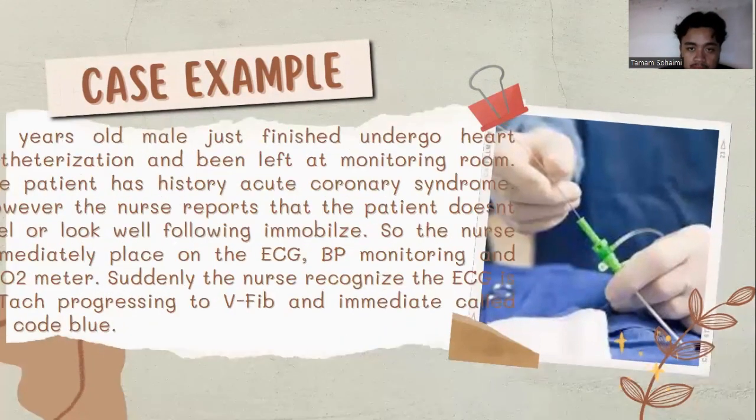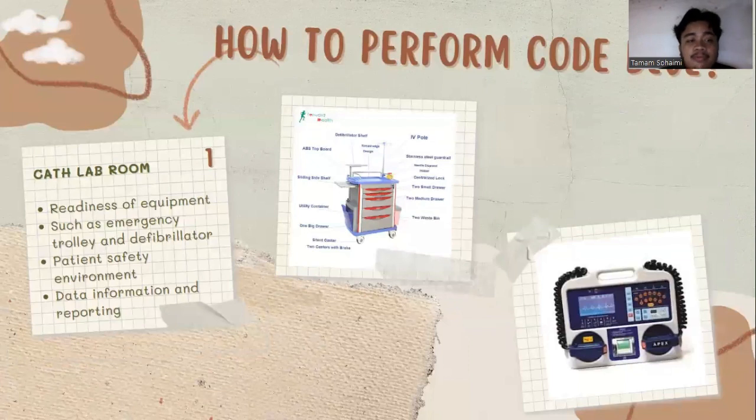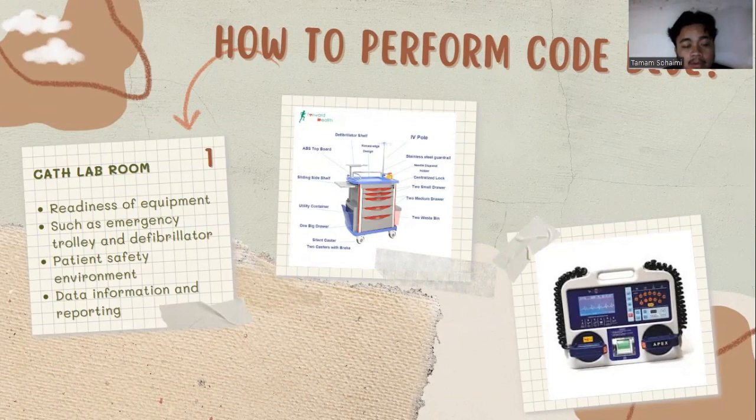So how do we perform the Code Blue protocol? First of all, number one is the CAT lab room, which must have readiness of equipment, such as an emergency trolley and defibrillator, patient safety of environment, so the patient must be safe from anything dangerous that might affect them, and data information and reporting, which can help with the further process of the Code Blue protocol for the doctor.